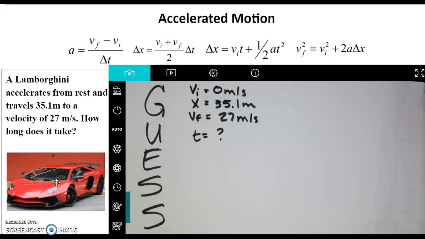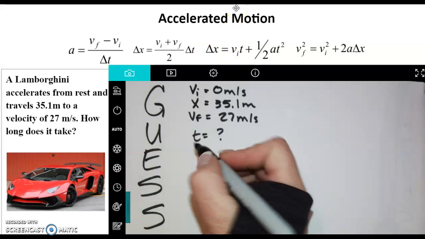Next is to identify which equation we are to use. Notice that this question gives us initial velocity, displacement, final velocity, and time is what we want. The missing variable is acceleration. Looking at your equations at the top, this equation includes acceleration. You cannot use this equation. This equation includes acceleration, and so does this one. That's one way to eliminate your equations. Notice that this formula here does not include acceleration, so that will be our formula.